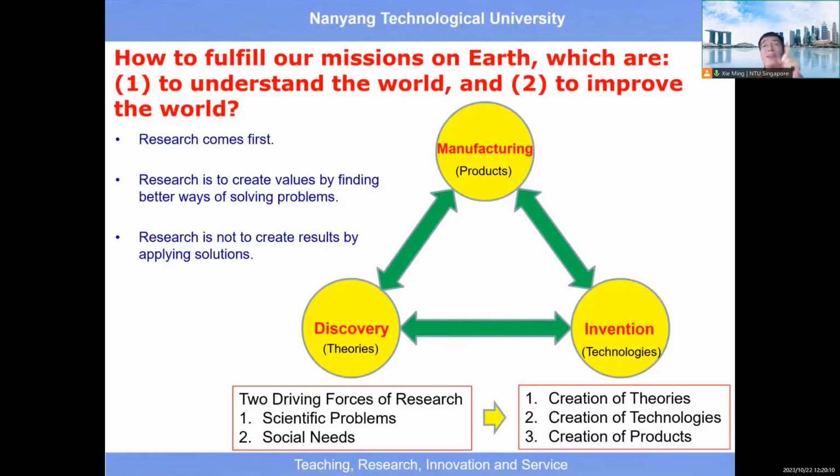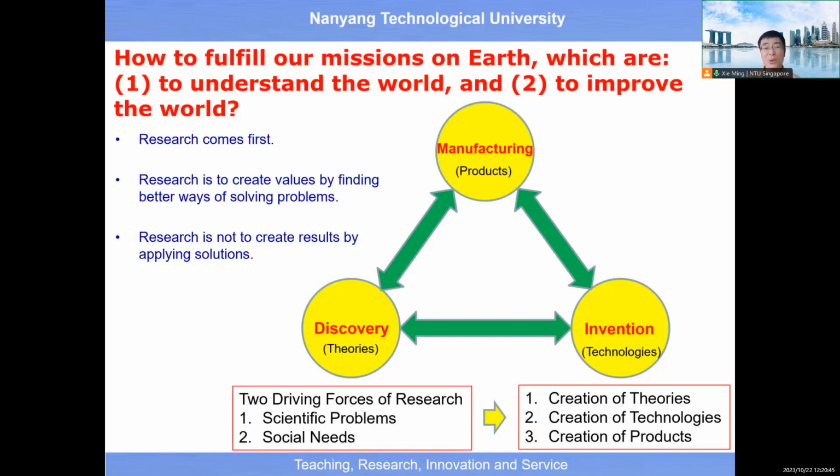Or you can say research has one keyword. This keyword is better, right? And research has two driving forces. Here you see two driving forces. One is a scientific problem, which looks for a solution or a better solution, or social need, which also looks for a better product or better system, all right? Then 3 means what? Research will produce 3 types of better outcome, either better theory or better technology or better product, all right?